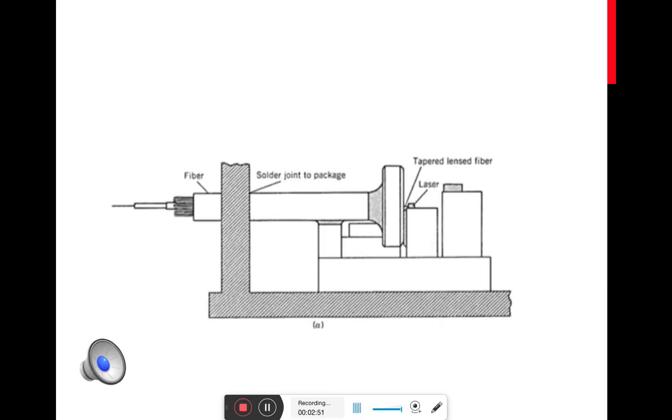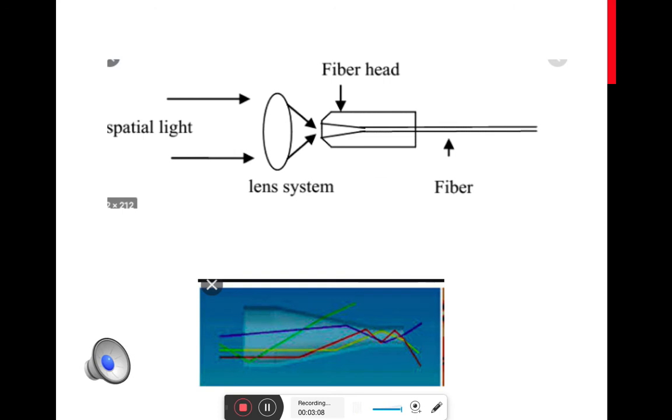So this is a figure where you can see a fiber is fixed. The fiber is fixed using a solder joint. Then to the fiber you can see a tapered lens, and from the tapered lens you can see the fiber is being connected. So maximum efficiency is obtained here. In this figure you can see a convex lens being used so that the efficiency can be improved, and the other figure is that of a tapered optical fiber.